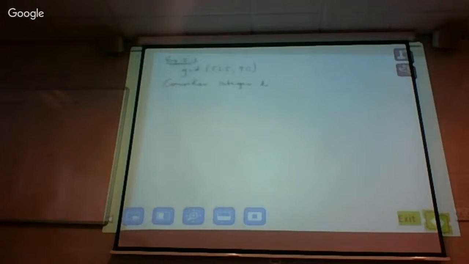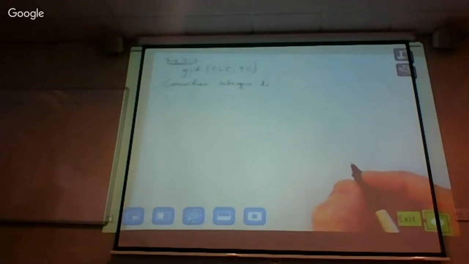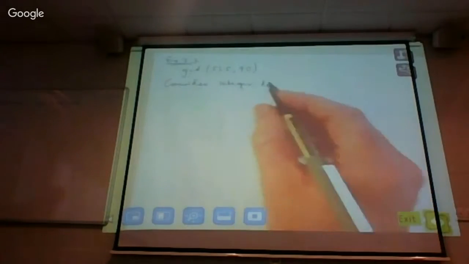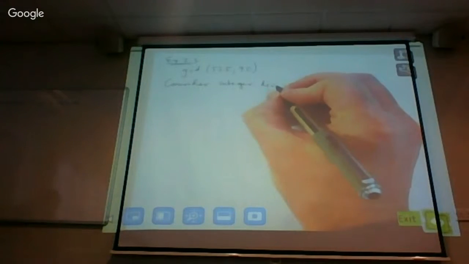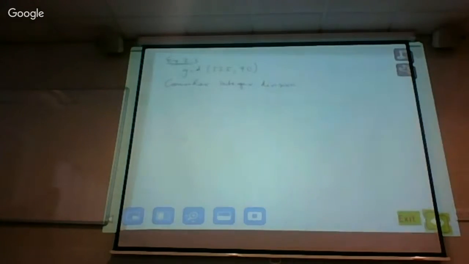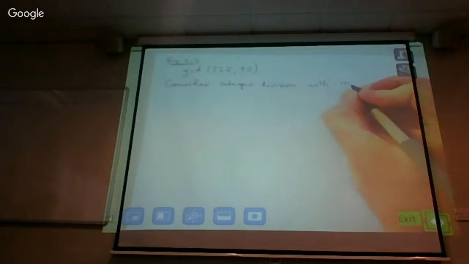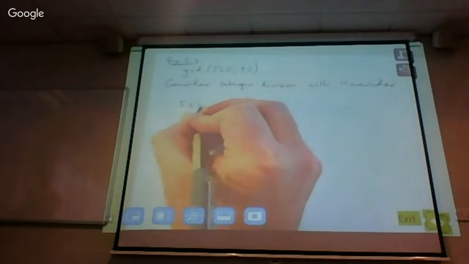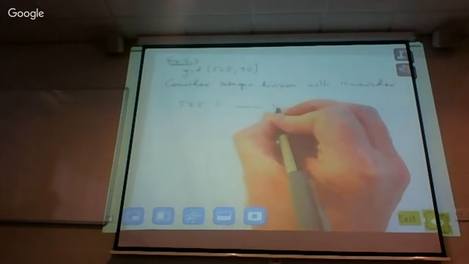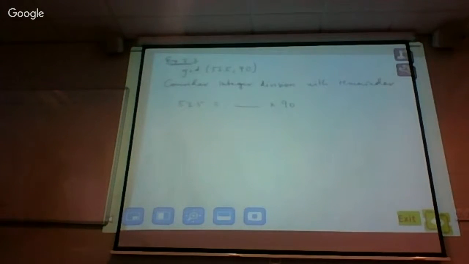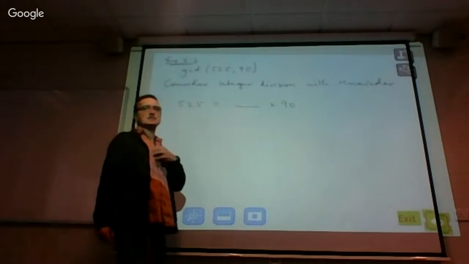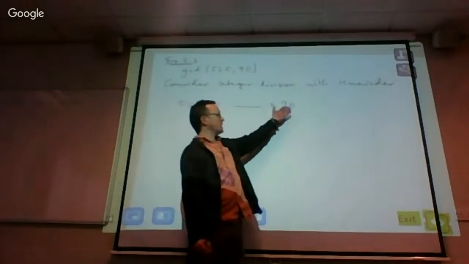What did that say? Consider integer division with remainder. See, if it was the case that 525 was something times 90, if it was the case that 90 divided 525, then the greatest common divisor, we'd recognize it immediately, wouldn't we? The greatest common divisor would have to be 90.